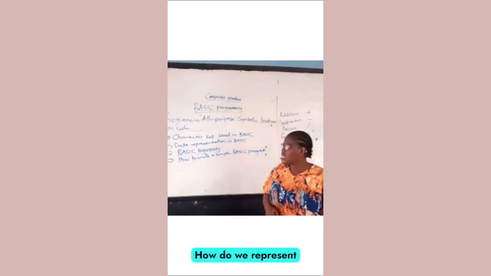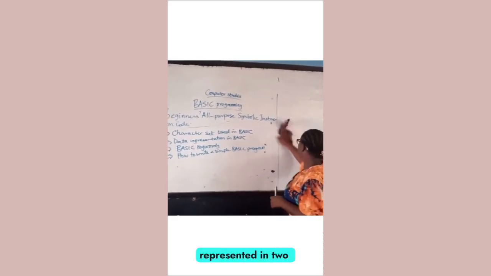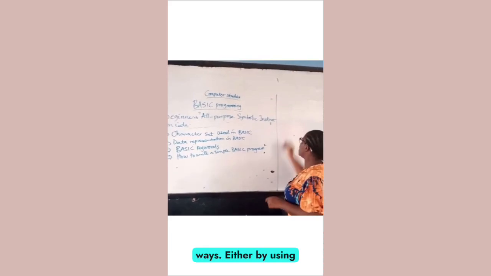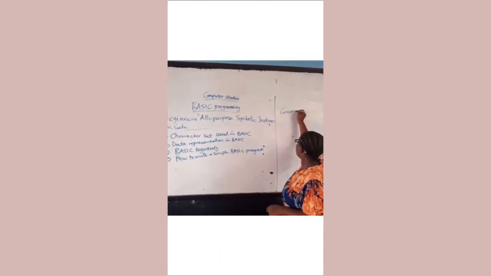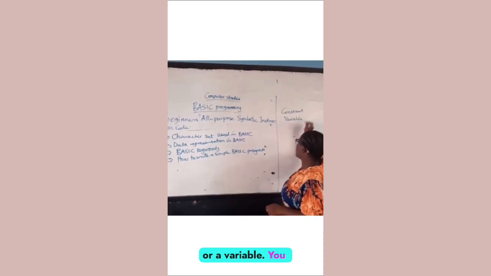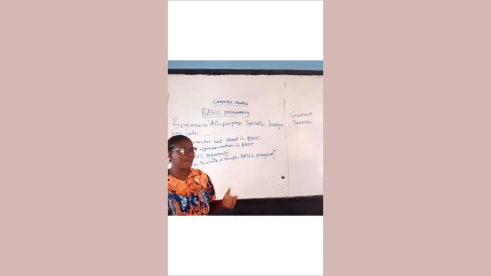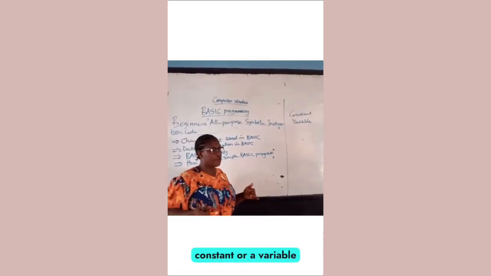Now, data representation in BASIC. How do we represent data in BASIC? Data can be represented in 2 ways. Either by using a constant or a variable. You can represent data in BASIC either by using a constant or a variable.